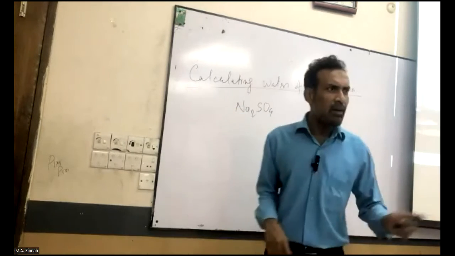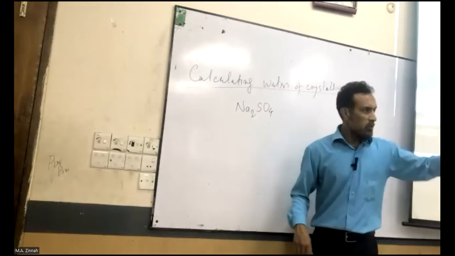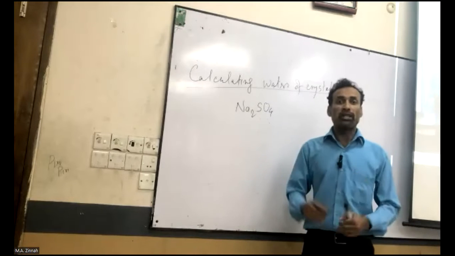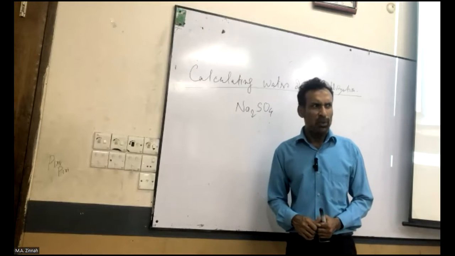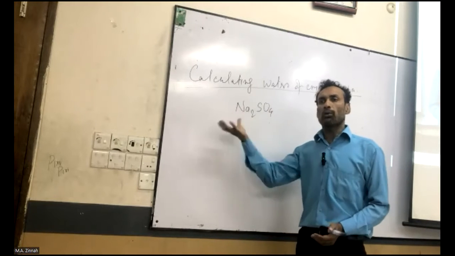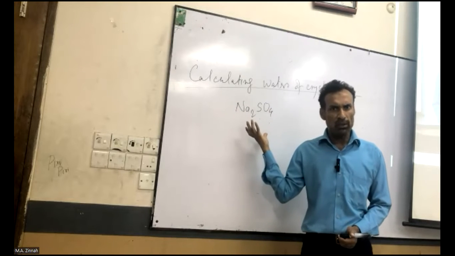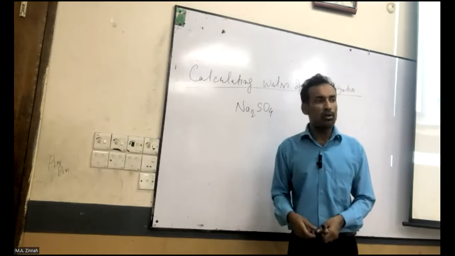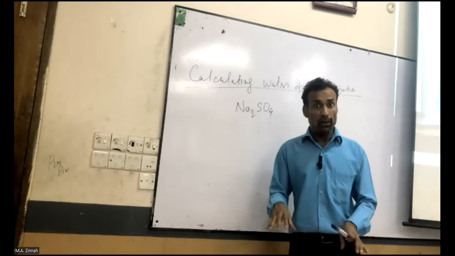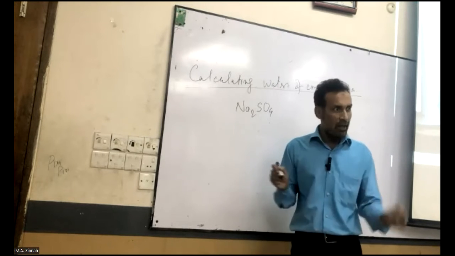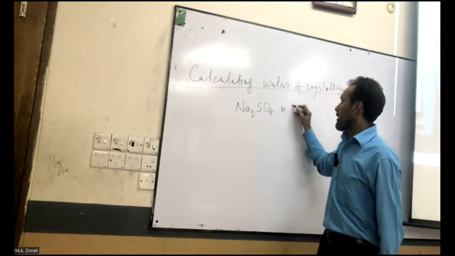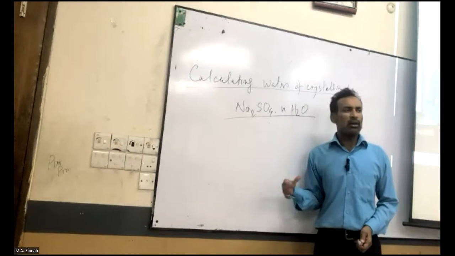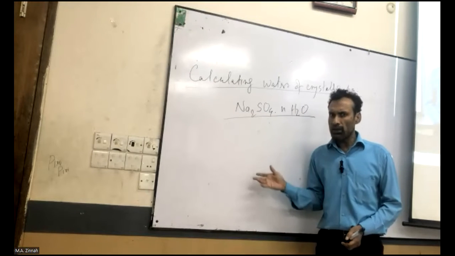Clear? And many of the salts are crystallized with some water. Suppose this is the salt without water. Here you don't see any water with the formula of the salt, right? This is sodium sulfate. And I say many of the salts crystallize, I mean form the solid, with some water. Okay? So suppose here Na2SO4·nH2O. This is the total formula. This is called hydrated crystal.